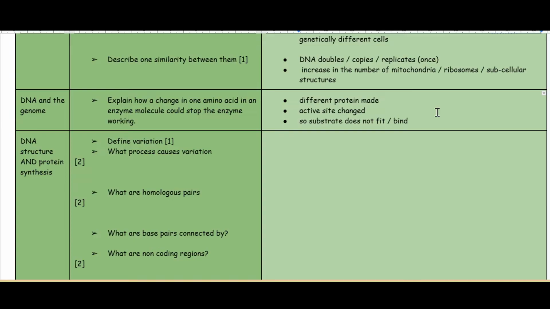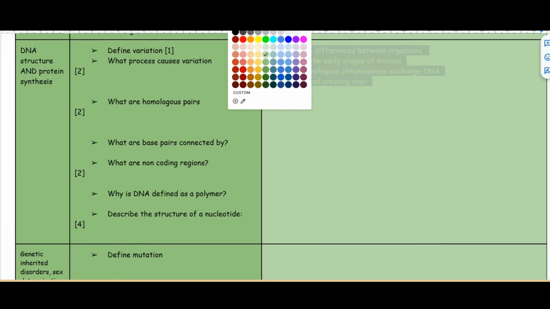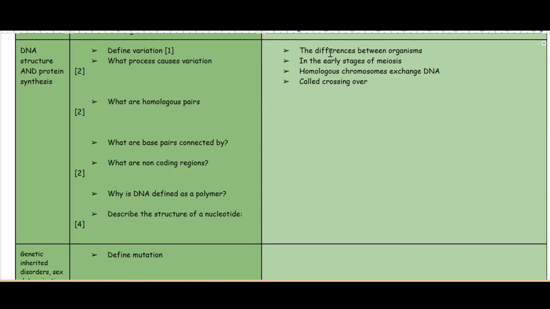The enzyme wouldn't work. The next subtopic, DNA structure and protein synthesis. Firstly, define variation, and then look at what process causes variation, so link to your knowledge. Variation is the differences between organisms, and it's caused by the early stages of meiosis, where the homologous chromosomes are exchanging their DNA. This is called crossing over, and that causes variation. You do not need to know any further than this, so if you are unaware of this, just make sure you memorize these 2 sentences.